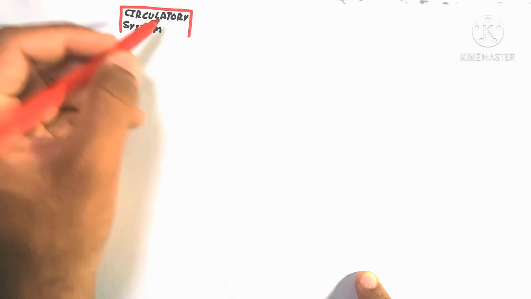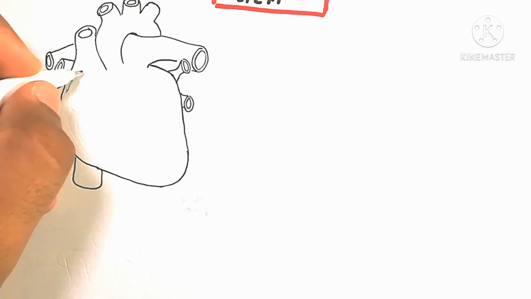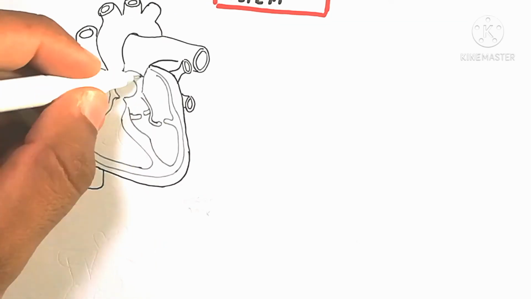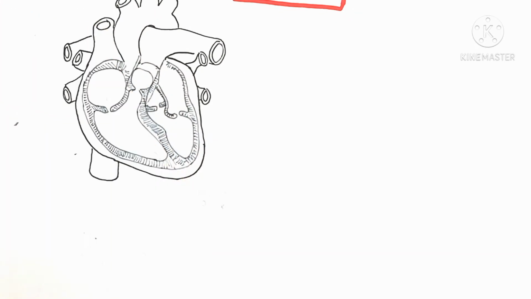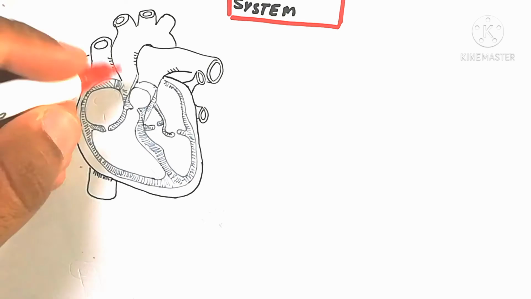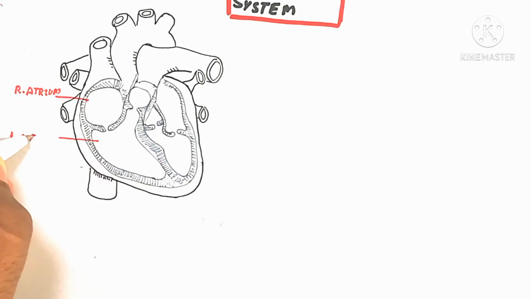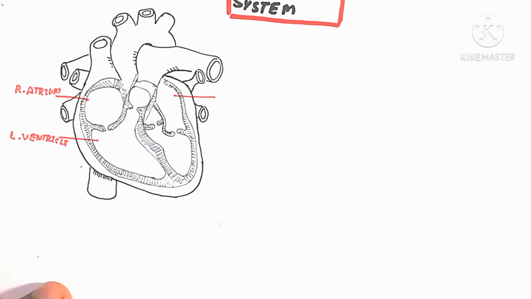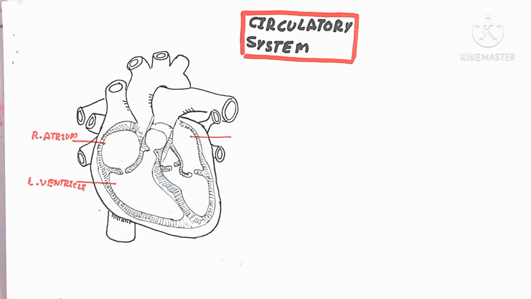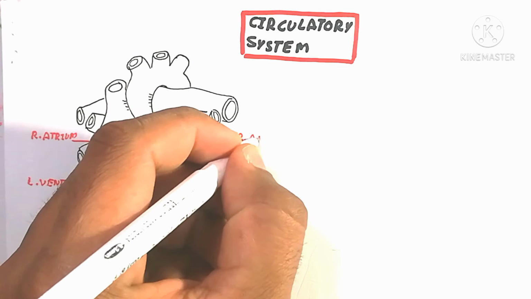So today we will discuss the circulatory system. We will give an overview of the circulatory system as well as the ECG, electrocardiogram, and we will see the heartbeat and the heartbeat cycle. First of all, we will discuss the heart structure and its function.